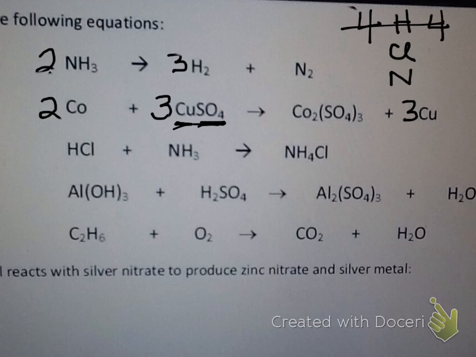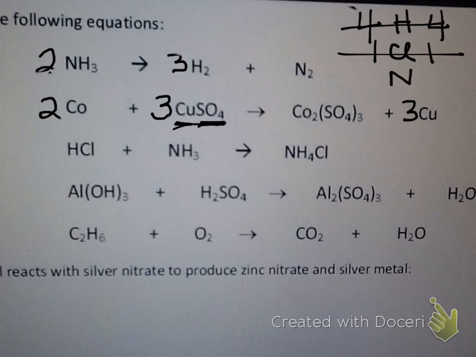This is the part that makes people nervous. They think, wait, this is already balanced. I didn't add any coefficients. Am I doing something wrong? No, just keep going. You don't always have to add coefficients. So let's go to chlorine. We have 1 chlorine on the left. We have 1 chlorine on the right. The chlorines are balanced as well.